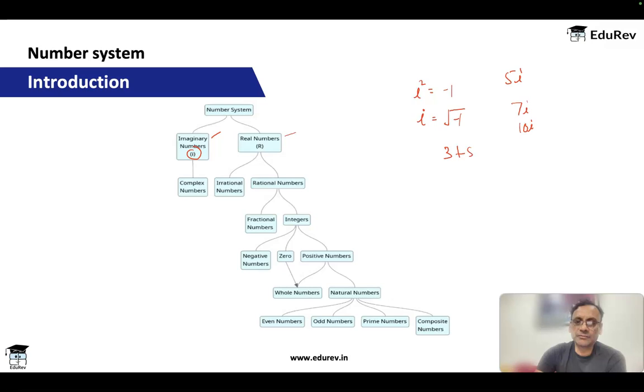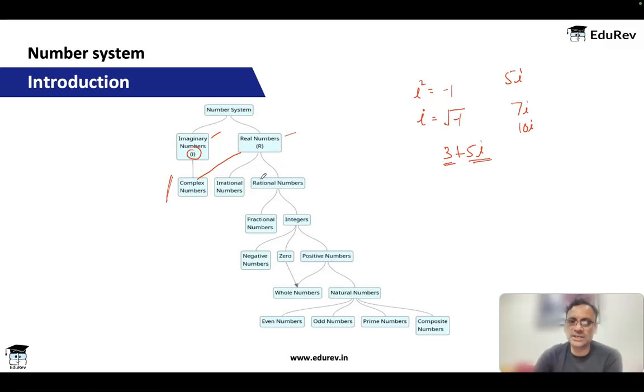For example, 3 plus 5i. Now 3 plus 5i, you can see this has a real component and this has an imaginary component, and hence this is called a complex number. So a complex number is obtained by combining real and imaginary numbers. But we'll not focus on that, because normally your MBA exams will not ask imaginary number or complex number based questions. So let's focus on the next part, which is rational and irrational numbers.